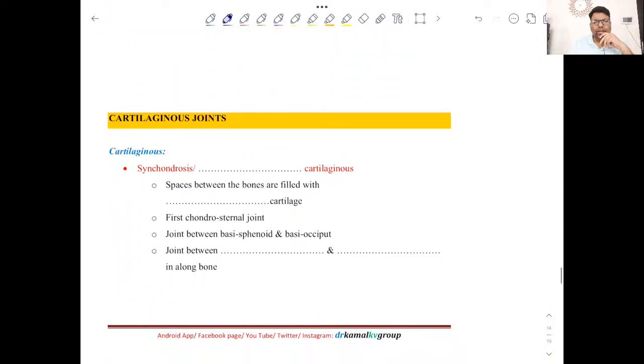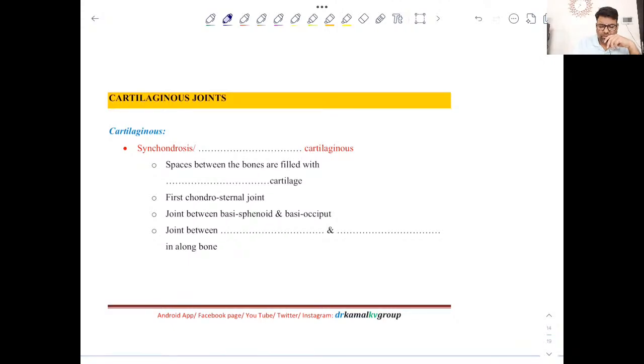Then coming to cartilaginous joints, we have two types of joint here, and again the word is cartilaginous, so it means there is some involvement of cartilage between the bony ends. So one is the primary cartilaginous joint, which is also known as synchondrosis. Right? The word chondro always suggests cartilage.